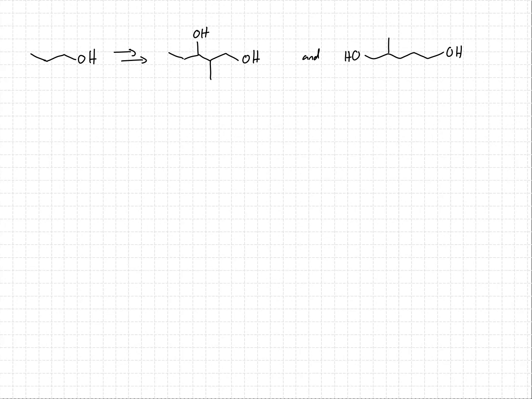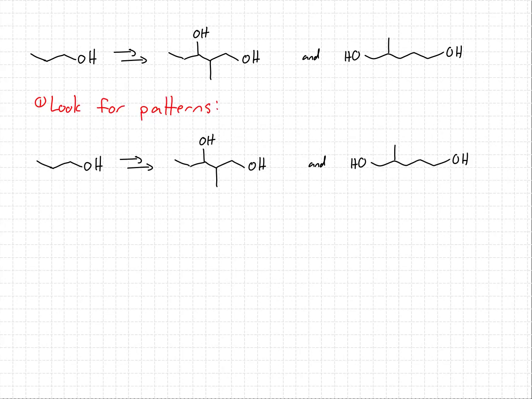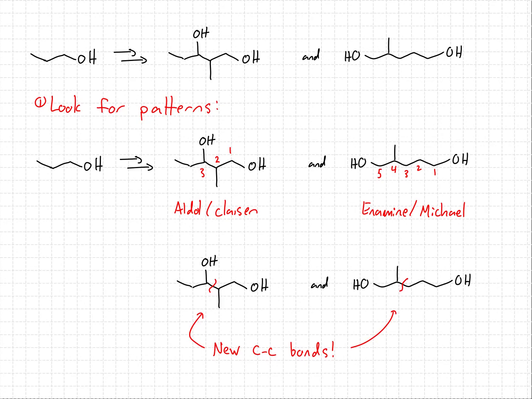The way I would start is I would look for patterns. Can I take my two targets for this synthesis and find either a 1,3 pattern, indicating an aldol or Claisen reaction, or a 1,5 pattern, indicating either an enamine or a Michael addition? I can find the 1,3 pattern in the leftmost diol and the 1,5 pattern in the rightmost diol. Notice that by doing this, I've also found new carbon-carbon bonds between my two 3-carbon starting materials.